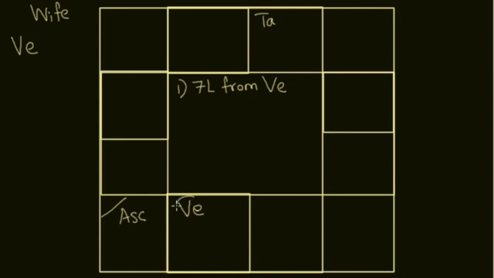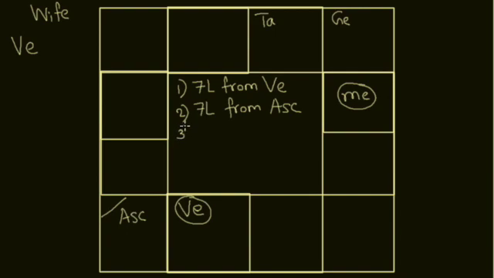So Venus transit over Venus longitude is going to give good results related to wife. Okay, so that's the seventh Lord from Venus. Second is seventh Lord from ascendant. So seventh Lord from ascendant is what? Seventh house from ascendant is Gemini, and Lord of Gemini is Mercury. Let's say Mercury is here in Cancer. Okay, so when Venus is going to transit this Mercury, it will bring good results to the native for wife.